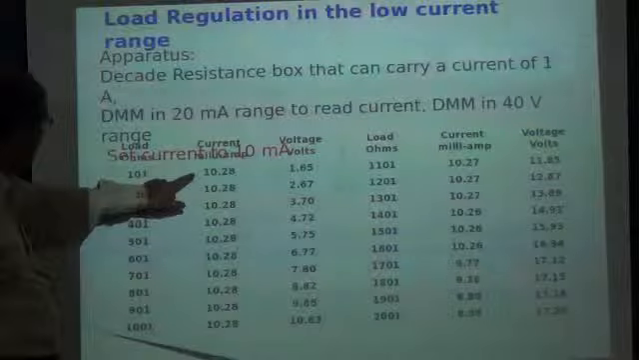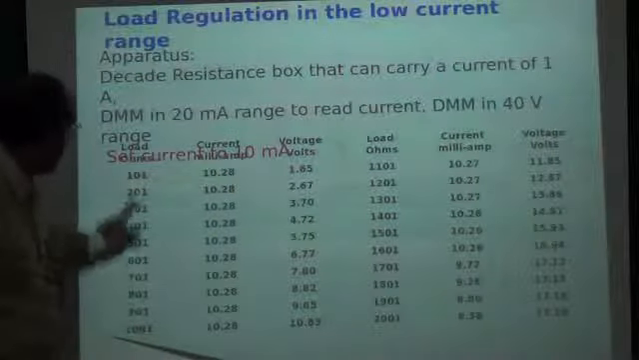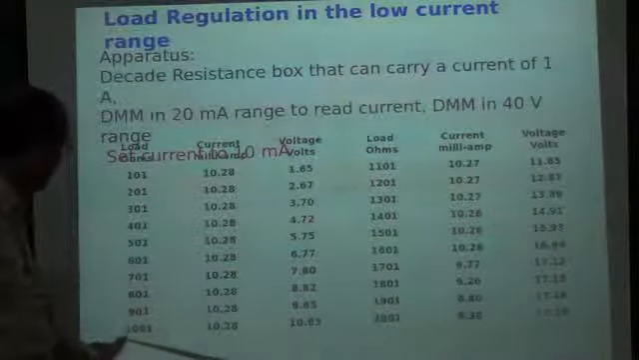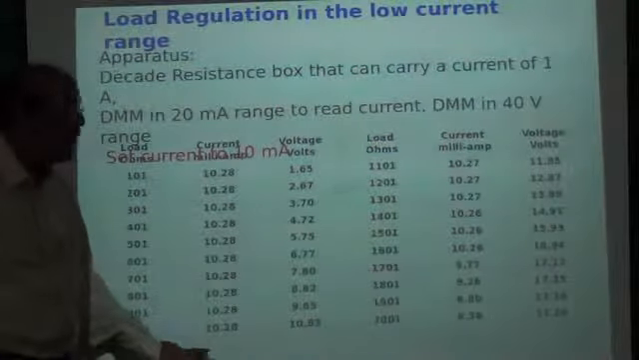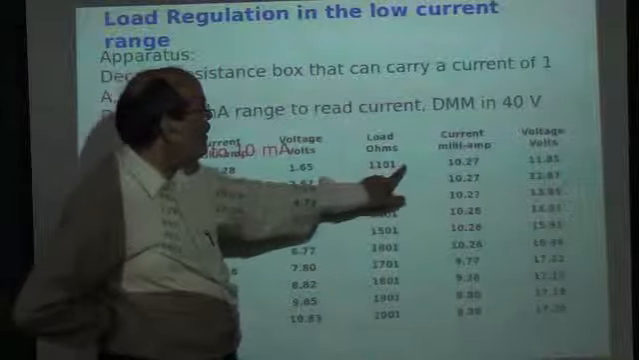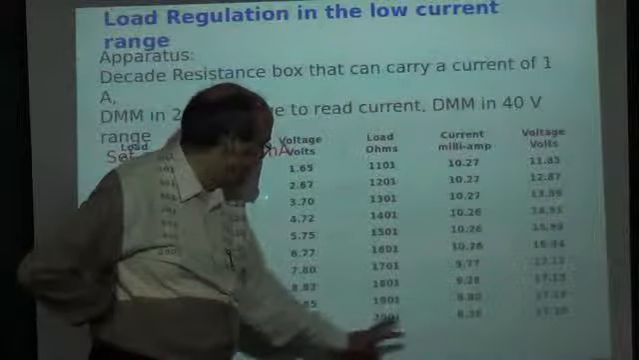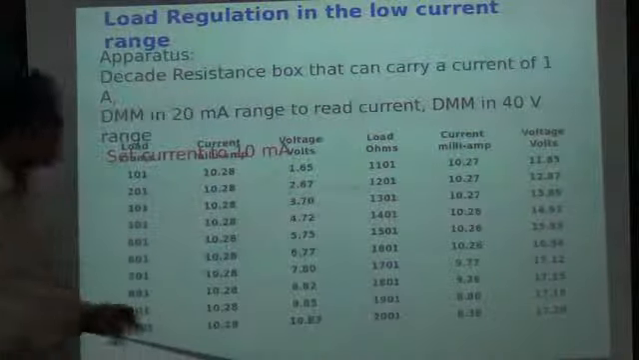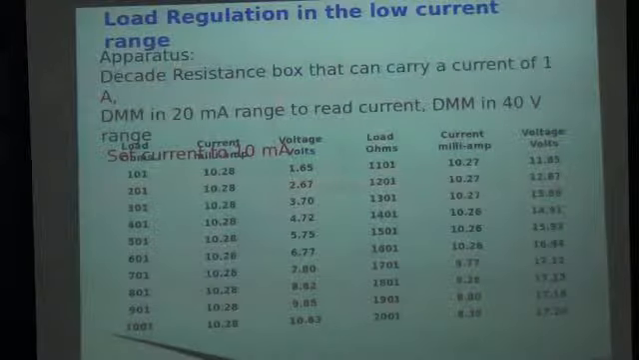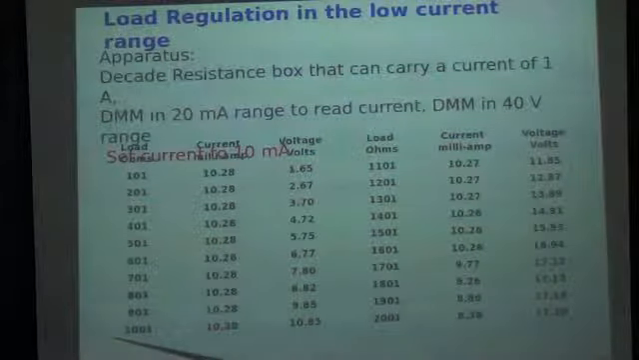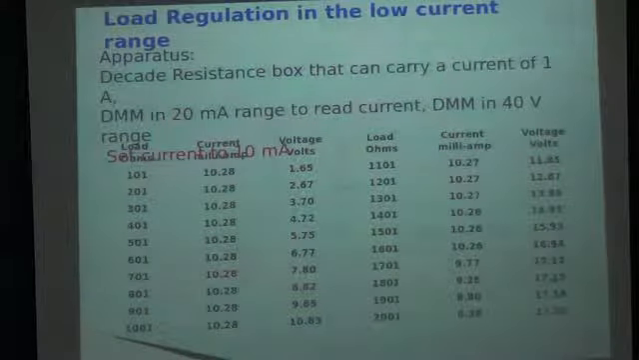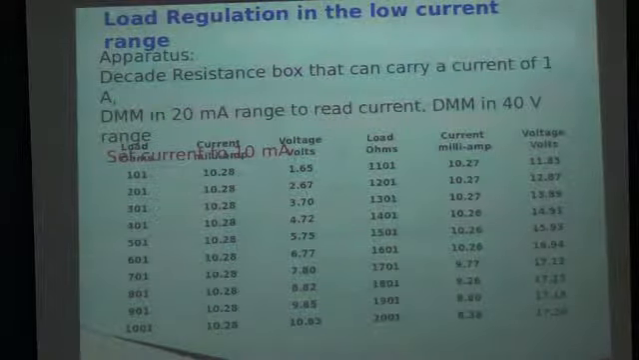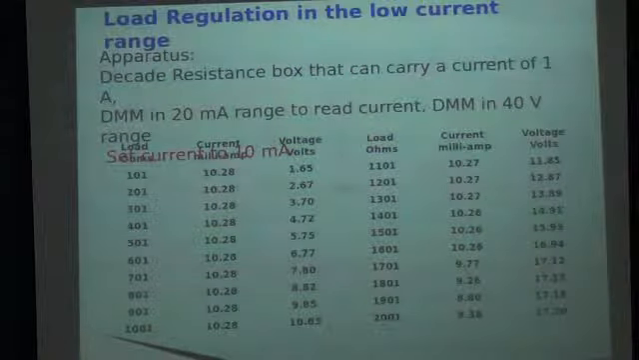You can see from this that when the load changes from 101 ohm to 1001 ohm, the current remains almost constant. But when we change the load to 1101, the current decreases, and for 2000, the value of the current is very low. So this simple experiment will give you a feeling of how, over a certain range of load resistance, our constant current source will work.